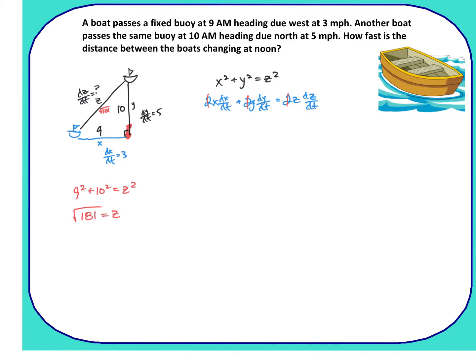All right, now let's start substituting in and see how far we can get. So what's my x? 9. So now I have 9 times, what's my dx/dt? 3. Plus, what's my y? 10 times 5 is equal to, what's my z? Square root of 181. And then I have dz/dt. All right. So here we go. 9 times 3 is? 27 plus what? 50. So we end up with 77. So now we have 77 over square root of 181 is equal to dz/dt.